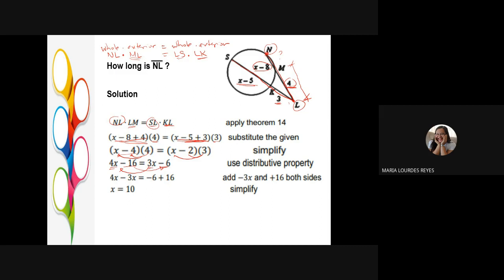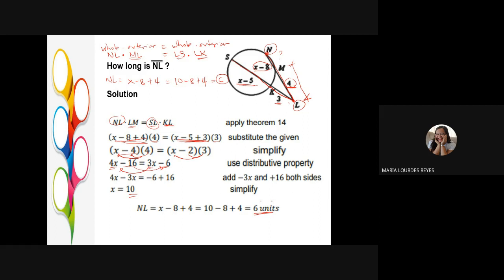Are we done now? Not yet. Why? Because NL is x minus 8 plus 4. So, we first need to know x, which is 10. So, I will do 10 minus 8 plus 4. It is written here: x minus 8 plus 4 is equal to 10 minus 8 plus 4. The answer is 6. So, since there is no cm, no inches, no meters, therefore, that is equal to 6 units.